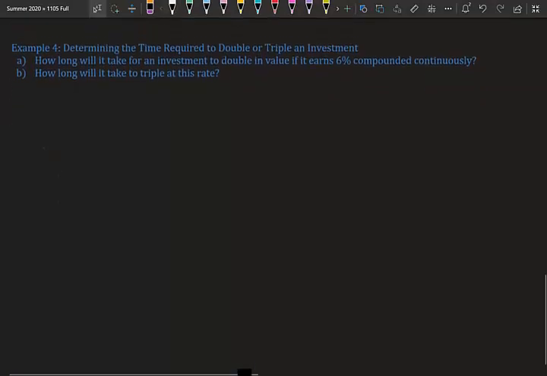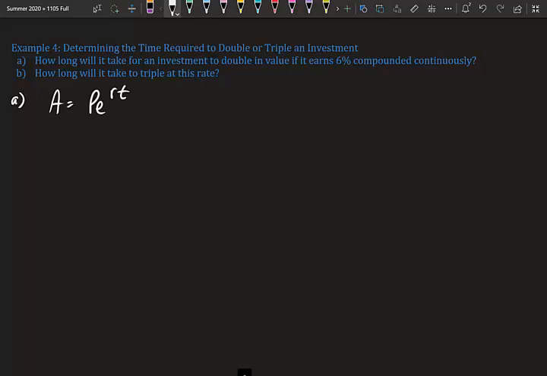All right, determining the time required to double or triple an investment. So how long will it take for an investment to double in value if it earns 6% compounded continuously? So we're not really even given much. We just want to know, if you have 6% compounded continuously, how long does it take for you to double your investment? So compounded continuously, that's going to tell me A equals P times e to the power of rt.